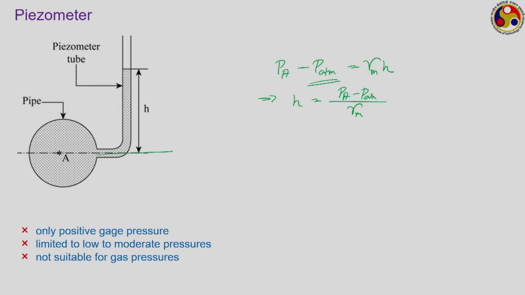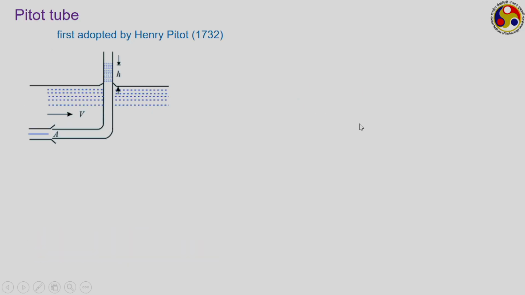Then it is not suitable for gases at all, because in case of gases we are not going to get any kind of free surface, and so it is not going to form any kind of column like this. It is limited only to liquid pressure measurement, generally liquids which are not corrosive and not at very high temperatures. But one important application of this piezometer can be in case of a Pitot tube.